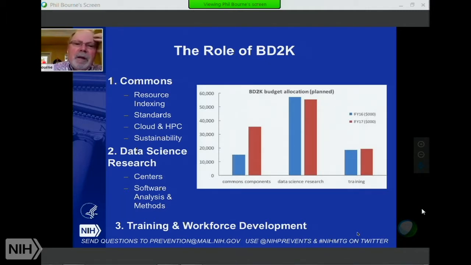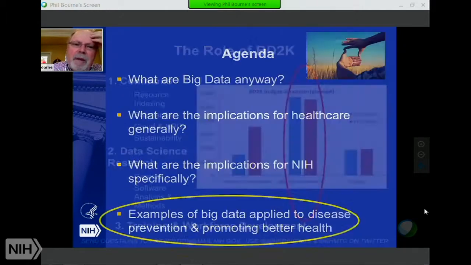At the same time, we also spend a very significant amount of budget, on the order of $60 million, on data science research efforts. And it's those that I'm going to really focus on for the rest of the talk, with hopefully some use cases developing around data science research that have relevance to your own particular interests in prevention and so forth. So that's what I'll focus on for the remainder.